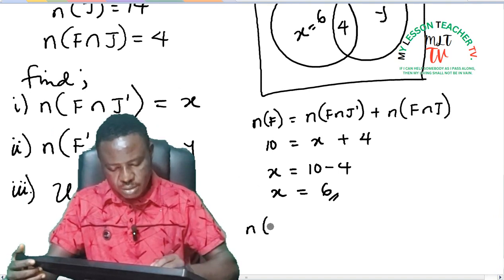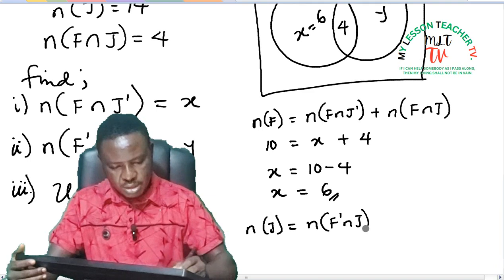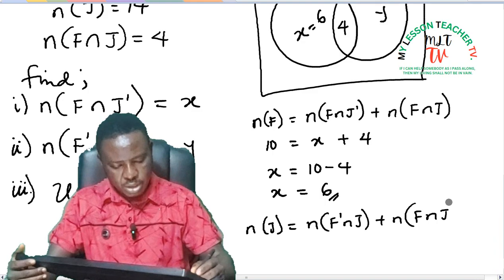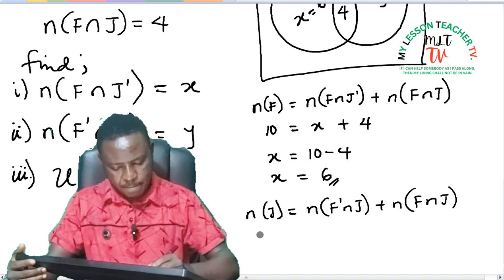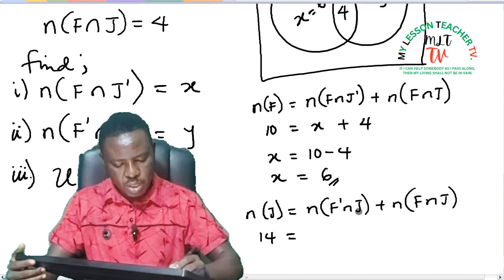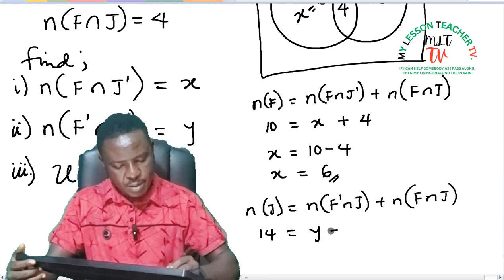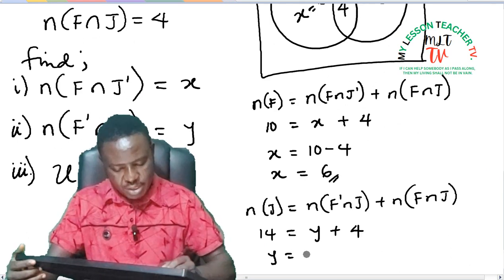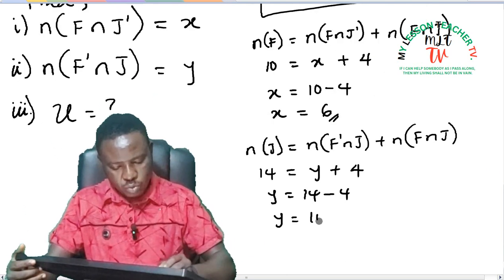We have it that n of jazz is equal to n of Fuji prime intersection jazz plus n of Fuji intersection jazz. So n of jazz is said to be 14, which is equal to those who dance only jazz, we said is y, plus those who dance both, they are 4. So y now in this case is said to be 14 minus 4, and y is equal to 10.